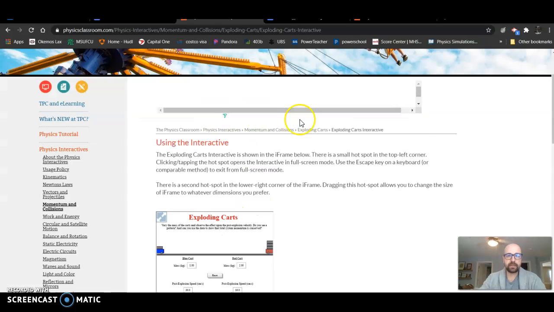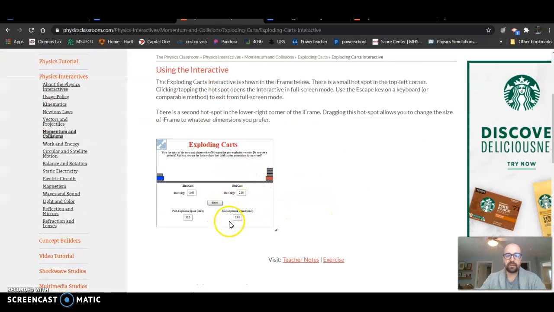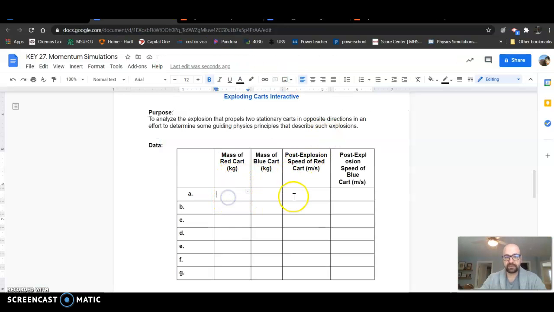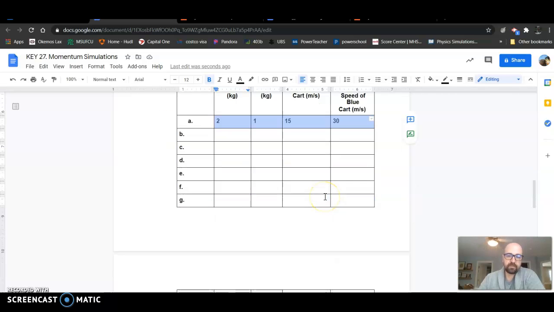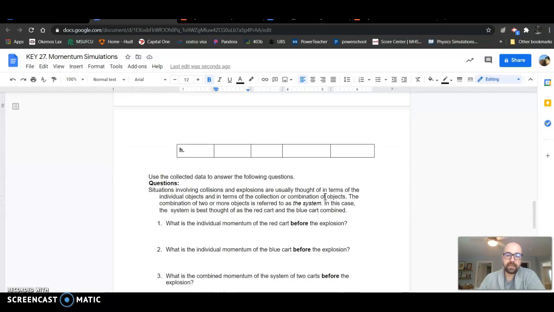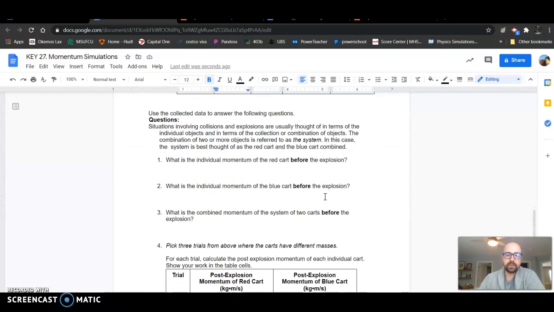So when we go back, one thing that happened, if you note, red is here on the right, and red is on the left here. So I apologize about that. So this was 2, and this was 1. Red cart was 15, the blue one was 30. A lot of kids had those backwards because they were opposite of what it is in the simulation. So if you made that mistake, that probably accounted for some confusion. So I apologize about that.